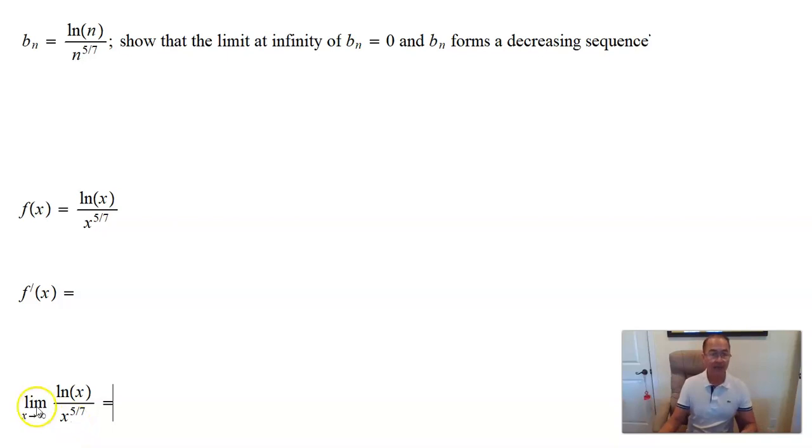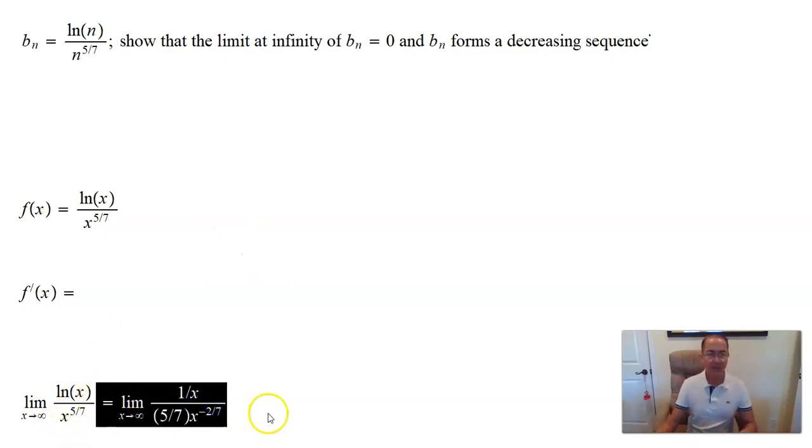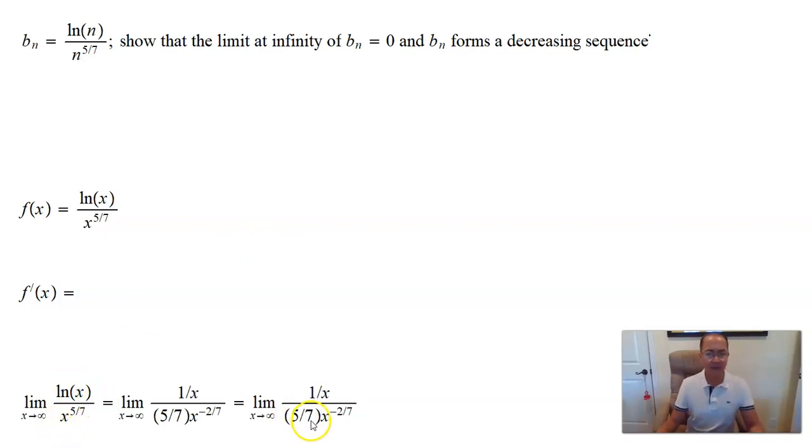So that is the limit as x approaches infinity of the derivative. The derivative of ln of x is 1 over x. So we have 1 over x. Power rule, the derivative of x to the 5 over 7 is 5 over 7, drop the power, subtract 1, 5 over 7 minus 1, 5 minus 7, negative 2 over 7. This feels familiar, doesn't it? Yeah, because we just did it in the last video or so.